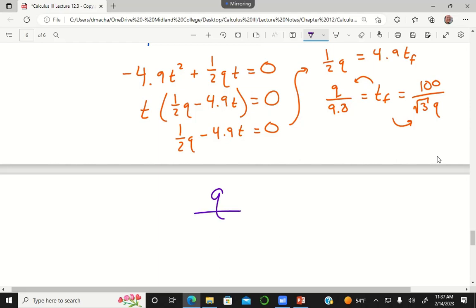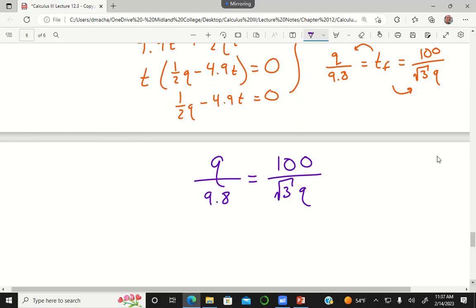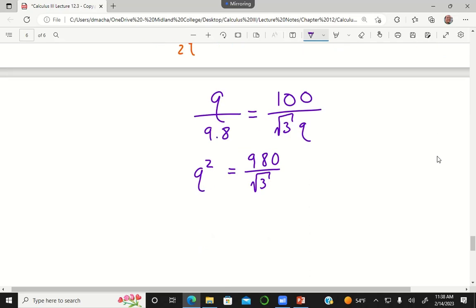I can write Q over 9.8 must be equal to 100 over root 3q. So, gotta do a little rearranging. Multiply both sides by q, and I get q squared on the left. And then multiply both sides by 9.8, and I get this on the right. So as long as everything's correct in our work so far, that is going to be my initial speed.